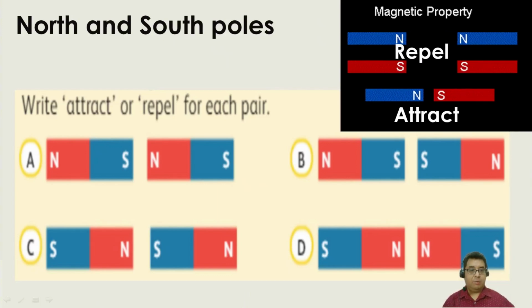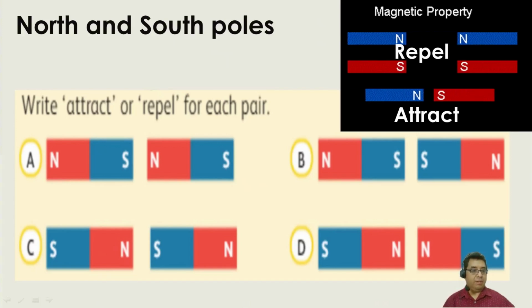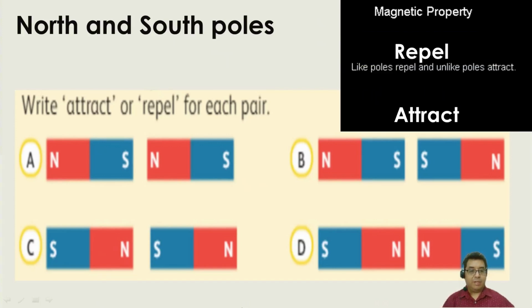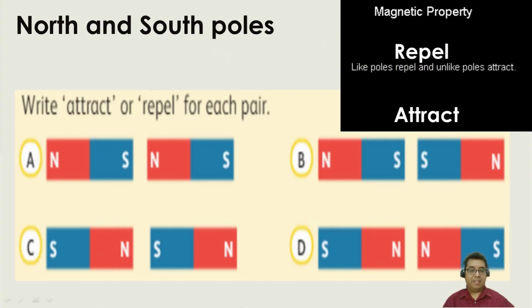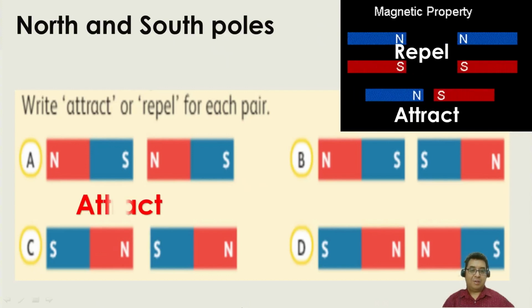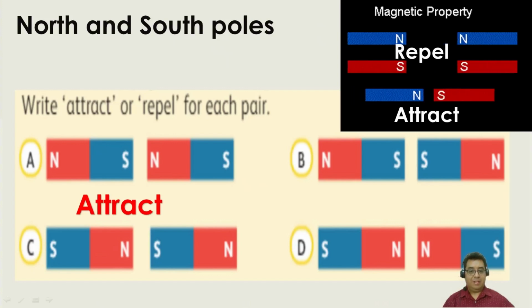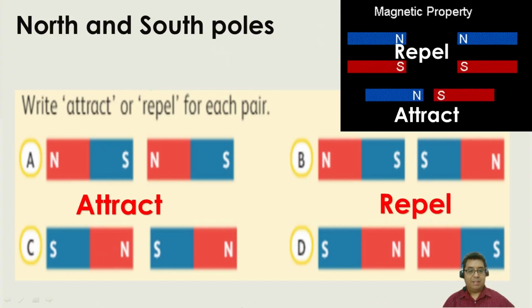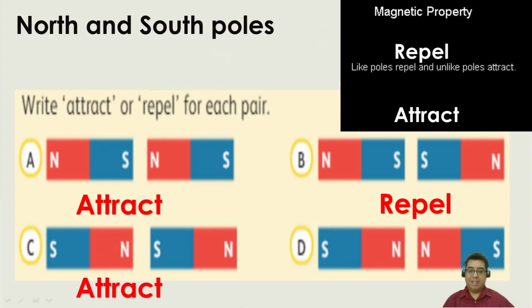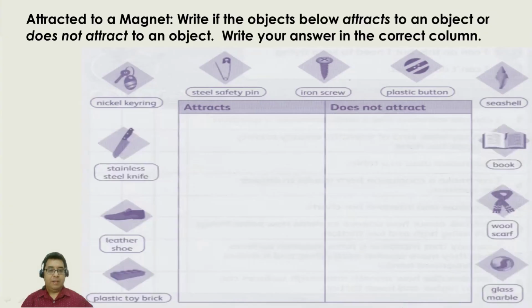Now let's check your understanding of whether you can identify what can attract and repel magnets. For letter A, what would you write as an answer here? Would it be to repel or attract? Feel free to look at the example I've shown above. Correct, it's attract. What about letter B? Correct, it's repel. How about letter C? Correct, it's attract. And letter D here? Right, it's repel.